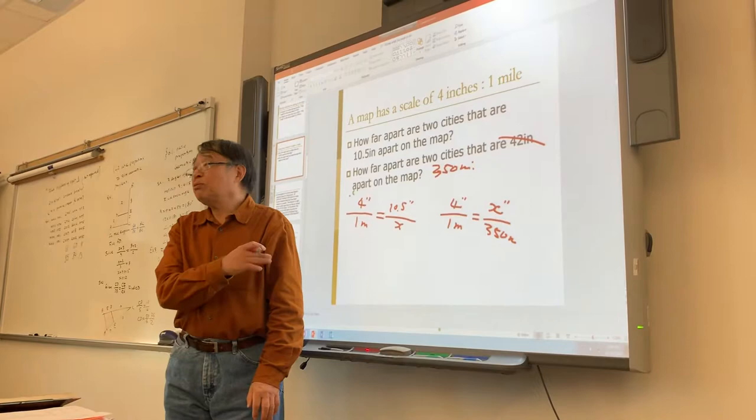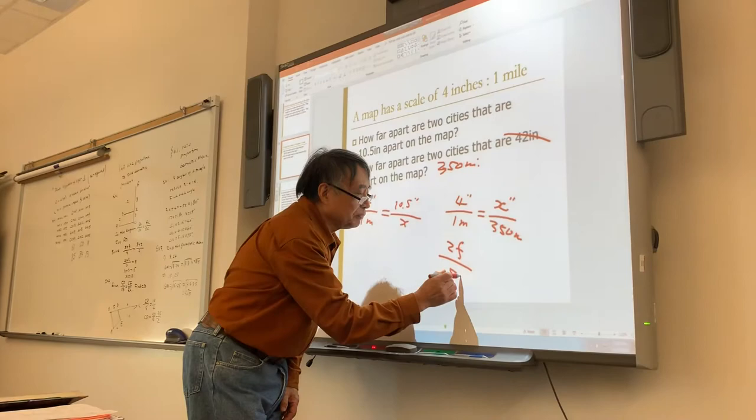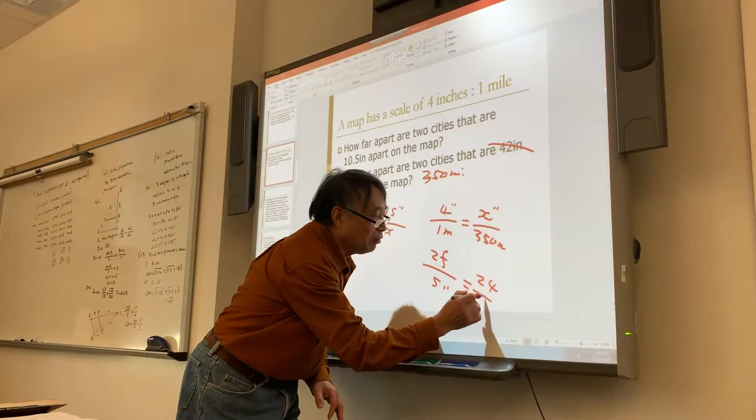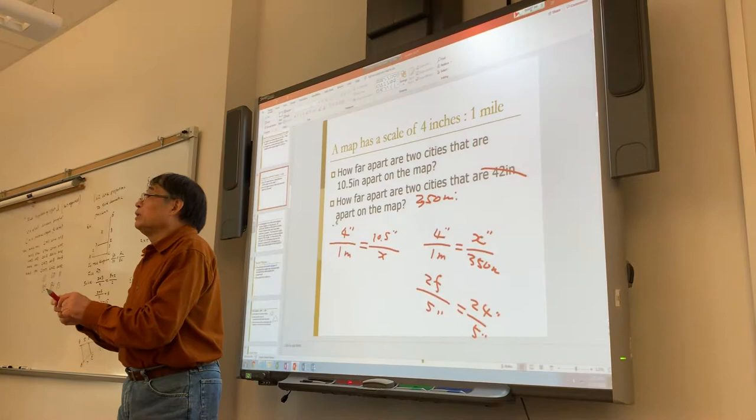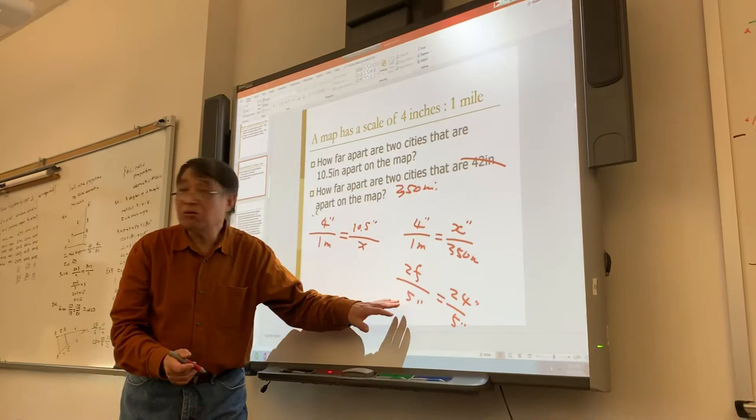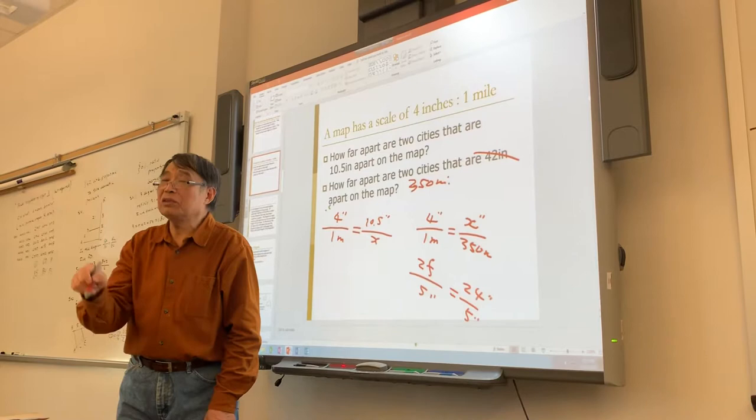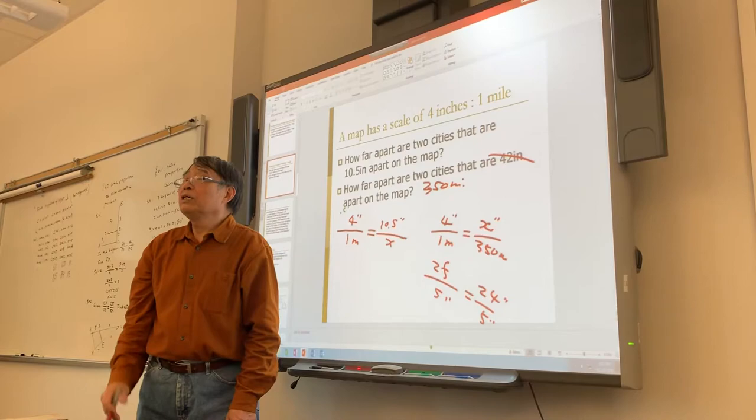2 feet, this is 5 inches. You cannot, this ratio is not like this. You get 24 over 5 inches. Do you understand, please? You have to get the same unit. 24 over 5, this is the ratio. The ratio is not 2 over 5, it's 24 over 5. You have to have the same unit, inch for inch, feet for feet, miles for miles. Do you understand, please? Everything is on the board.